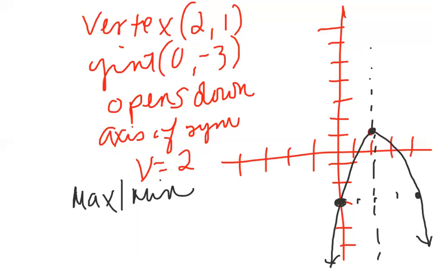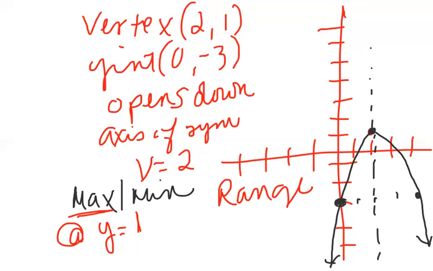Yeah, this one has a max. And what's the maximum value, guys? Y equals positive 1. Okay, so that's your max value. Now, you will be asked, what is the range?